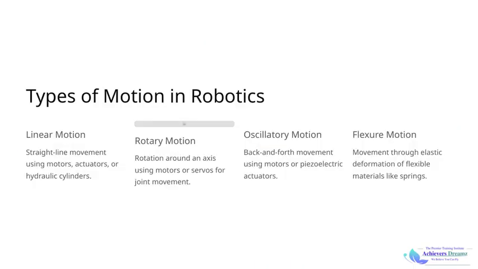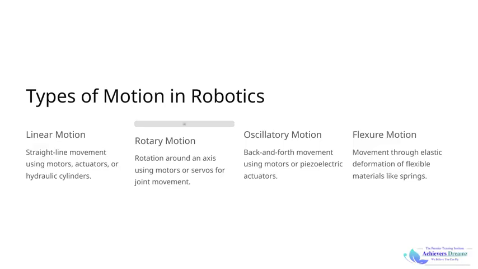Now, let's take a closer look at the different types of motion we see in robotics. First, we have linear motion, which is essentially straight-line movement. This is commonly achieved using motors, actuators, or hydraulic cylinders, and it's fundamental for tasks like moving an arm forward or sliding a component along a track. Next, there's rotary motion, which involves rotation around an axis. This is typically powered by motors or servos and is essential for joint movements, such as turning a robot's shoulder or wrist. Rotary motion gives robots the flexibility to position tools or sensors precisely.